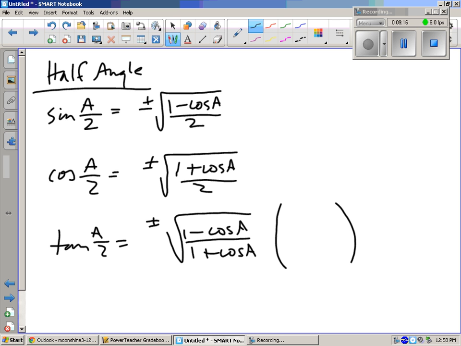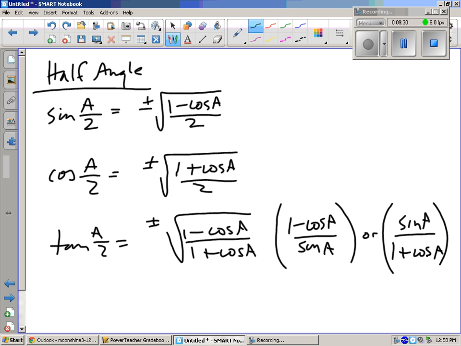Now there are two other tangent formulas. Someone worked it out even farther and said, well, it could be (1 minus cosine A) over sine A, or sine A over (1 plus cosine A). Now I'll tell you which one is my favorite right here. Because I don't have any square roots, I don't have to deal with the plus and minus, and there's no pluses in the denominator, because that can be kind of a pain to get rid of. So if I were to memorize one, I would remember this one. It's simpler, it's faster, and just makes me happier.